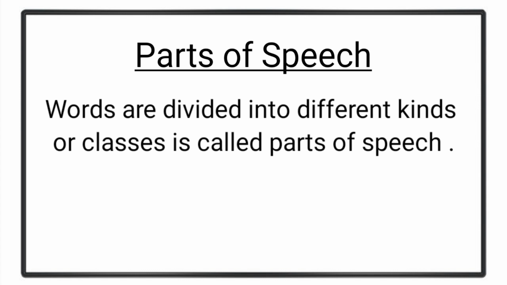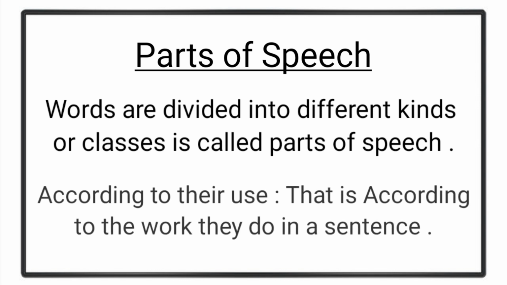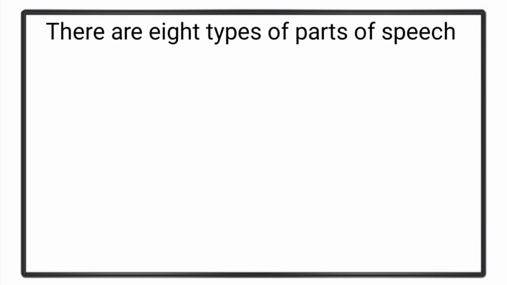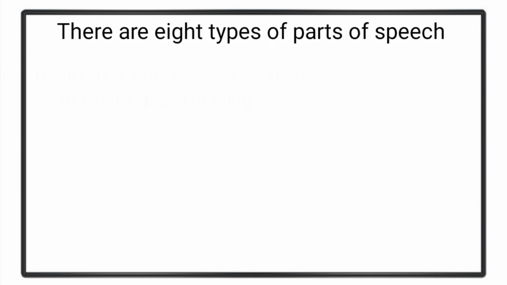The words divided into different kinds or classes are called parts of speech according to their use, that is, according to the work they do in a sentence. There are 8 parts of speech, each with its own unique rule.